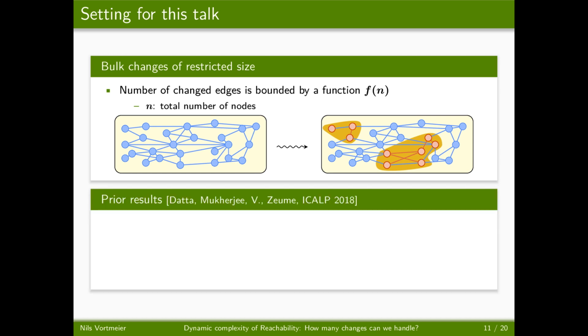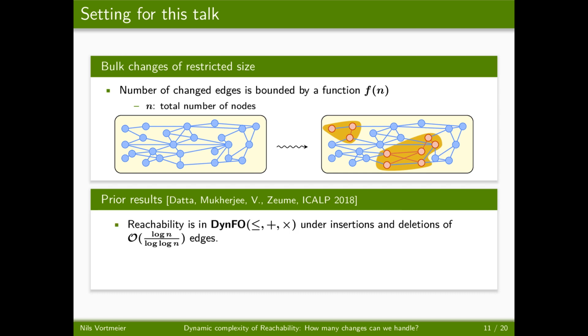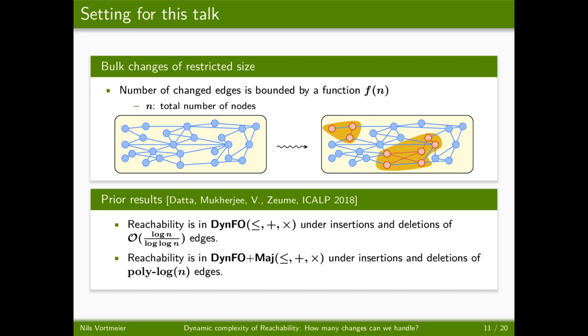Some results for these kinds of changes have been published at ICALP 2018. There we have shown that reachability is in DynFO with arithmetics under insertions and deletions of log n over log log n many edges. DynFO with arithmetics here means that our update rules have access to a built-in linear order and to corresponding addition and multiplication relations. You can also think of updates that are specified by uniform AC0 circuits. If we additionally allow our update rules to use majority quantifiers, then reachability can even be maintained under insertions and deletions of a polylogarithmic number of edges. In DynFO plus majority with arithmetics, updates are equally expressive as uniform TC0 circuits.